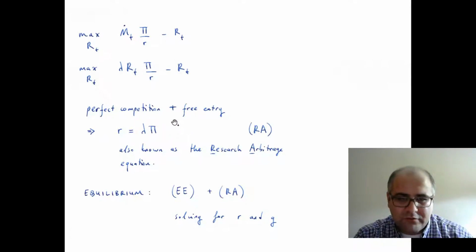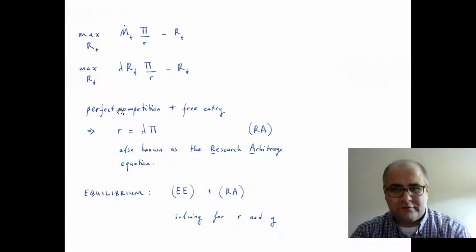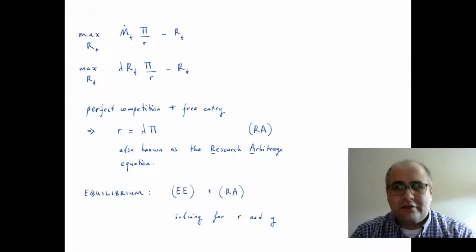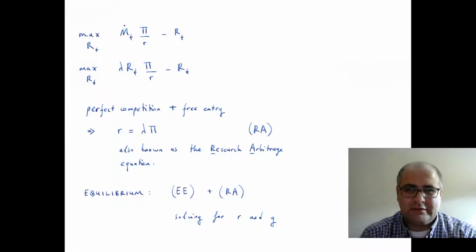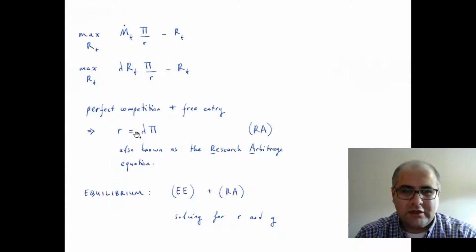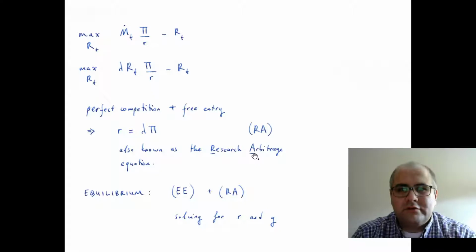This is the zero profit condition, because if there's perfect competition and if there's free entry, then the equilibrium condition reduces down to the zero profit condition. Okay, so that's the zero profit condition. Now this has a special term in endogenous growth theory. It's called the research arbitrage equation, and we denote it by RA.